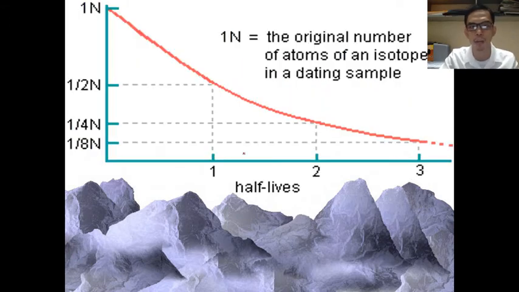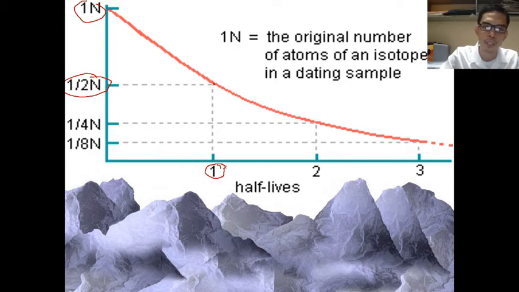So let's take a look at this graph. This is the original amount of your carbon-14. Now, as it decays, one half of the original content happens in 1 year, and that is its half-life. Next, one fourth of its content in 2 years, then 1/8 of its content in 3 years.